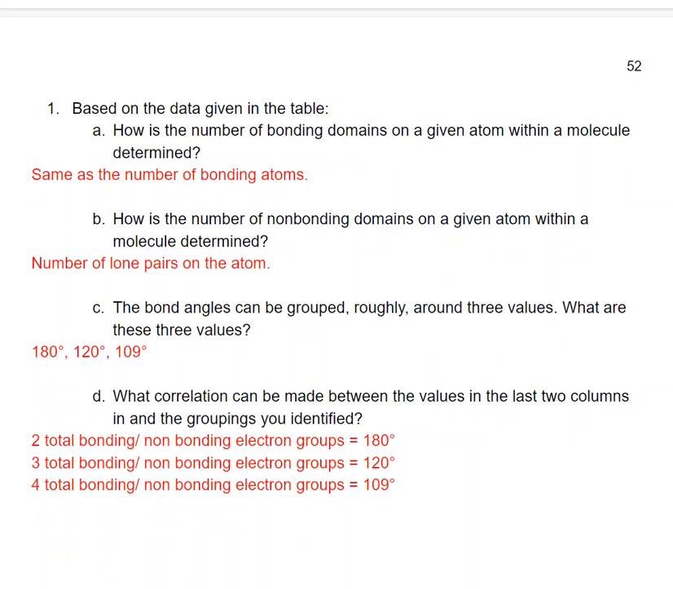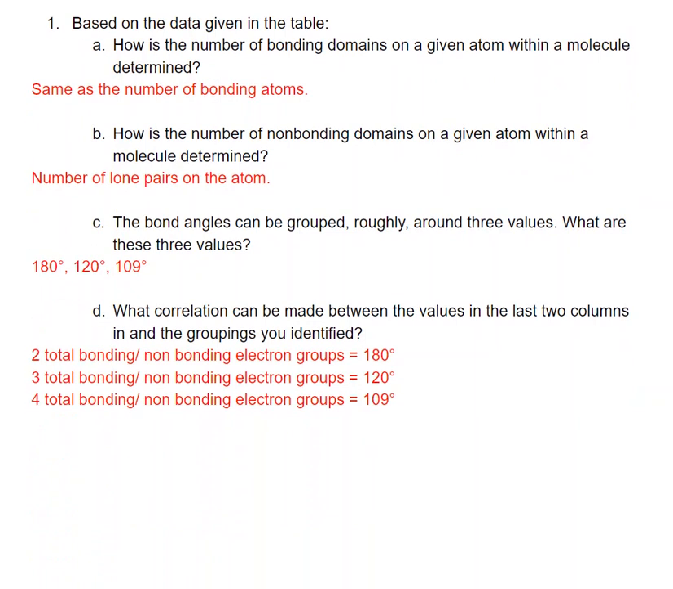So how is the number of bonding domains determined? It's the same as the number of bonding atoms. And the non-bonding domains is the same as the number of lone pairs on the atom. Roughly we see that we have bond angles grouped around 180, 120, and 109. This is related to the total of bonding and non-bonding electron groups. So 2 groups gives us 180, 3 groups gives us 120, and 4 groups gives us 109.